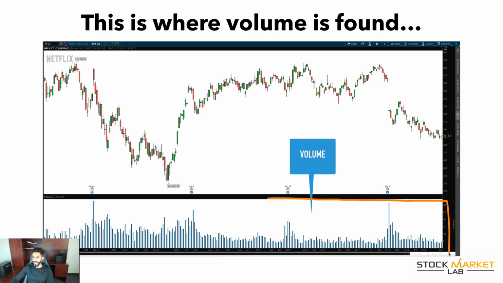Now, looking at volume, this is where volume is found on a stock chart. If you look down here, you can see this is where you can read volume. The volume number showcases how many shares were traded right here.